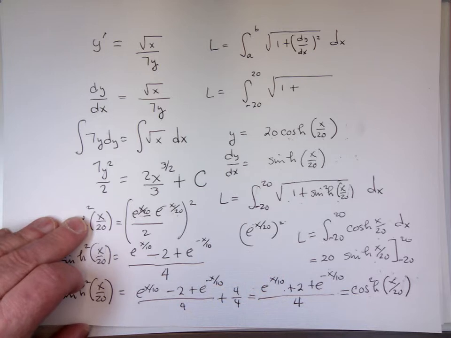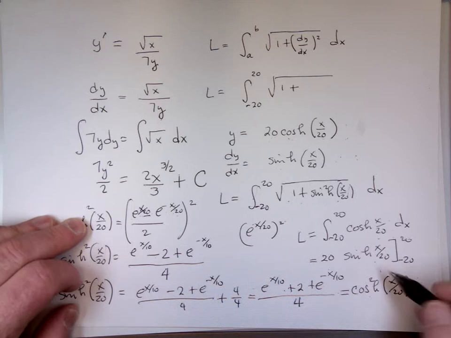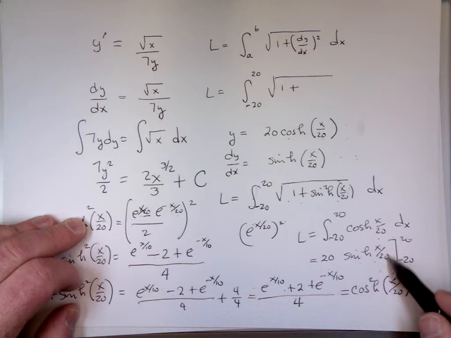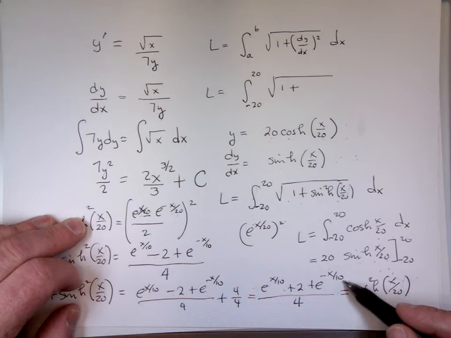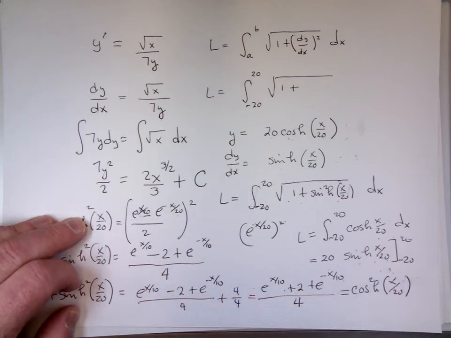What's the answer? The answer is, when you substitute in 20, you're going to get 20 sinh 20 over 20, that's 20 sinh 1, minus the 20 sinh negative 1. And now you can do that in terms of exponential functions, replace the x with 1 in the definition of sinh, which is e to the x minus e to the opposite of x all over 2. I don't know what form they want it in, but that would be your answer.